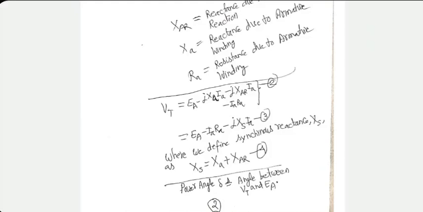Now, these are all complex values. VT is complex, EA is complex, RA, of course, is not complex, but IA can be a complex number. XS is a complex number. So in general, you will see that there is a phase shift also between EA and VT. And that phase shift is known as power angle of the generator. It is also known as load angle, torque angle in case of motors, and so on.